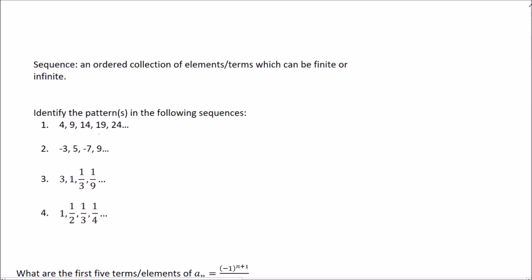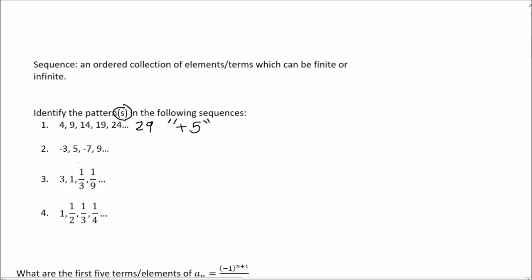So 4, 9, 14, 19, 24. Probably pretty easy to see. The next one is 29. So what are we doing each time? We're adding 5. That's the pattern. What about the next one? -3, 5, -7, 9. It's not necessarily clear what we're adding, but what we could do is break this down into two patterns.